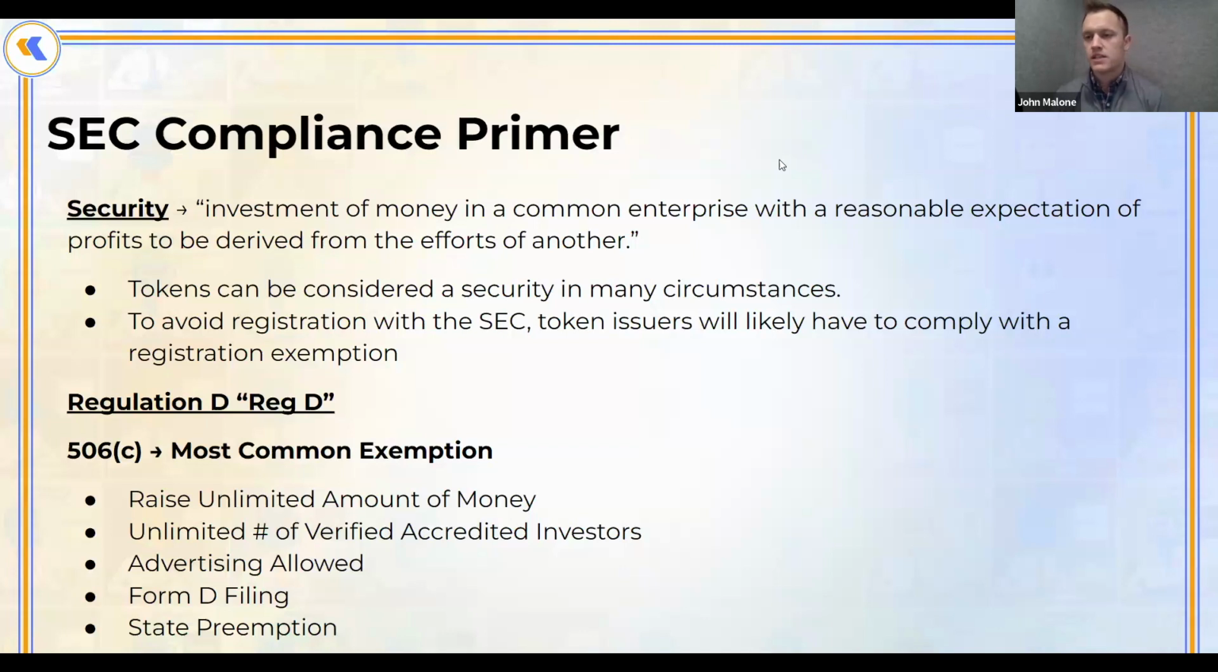And 506C is the actual code section, and these 4 or 5 points really capture it. You can raise an unlimited amount of money, so an unlimited amount of tokens. There's an unlimited number of verified accredited investors, so they have to be accredited investors. You can advertise. You have to file this Form D, and it preempts anything at the state level. So there's just one filing at the federal level, and that allows you to do this in a widespread manner. So that's the main one that you're going to see.